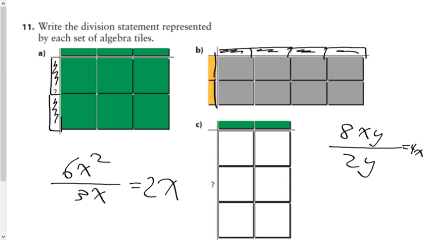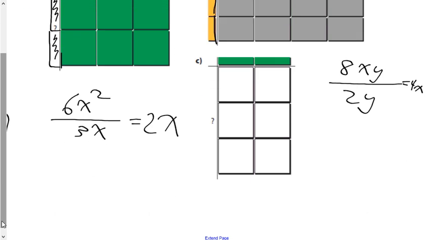And finally, C, area is negative 6xy, right? Because they're not shaded in, they're empty xy's. I think those are xy's. Are those x's? Those are x's, aren't they? It's kind of hard to tell here. Negative 6x squared.